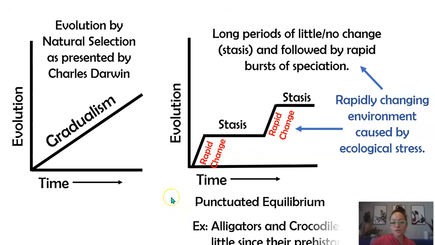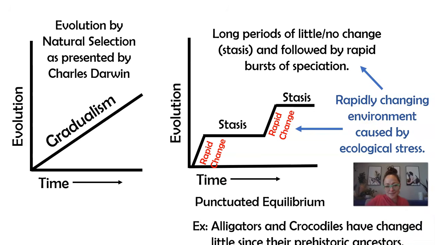So let's go ahead though and look at another example I thought was kind of cool. So crocodiles and alligators are reptiles, like very related to the dinosaurs. Dinosaur just means terrible lizard. So dinosaurs were also reptiles. And alligators and crocodiles have changed very little in like thousands of years. So that would be lots of stasis.